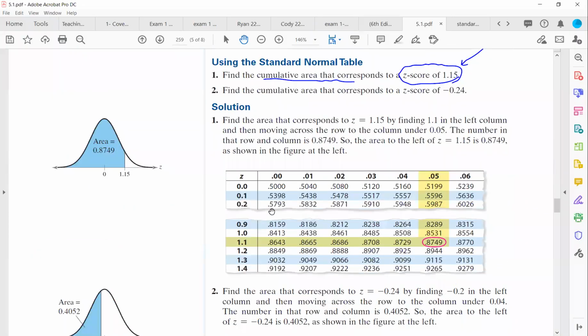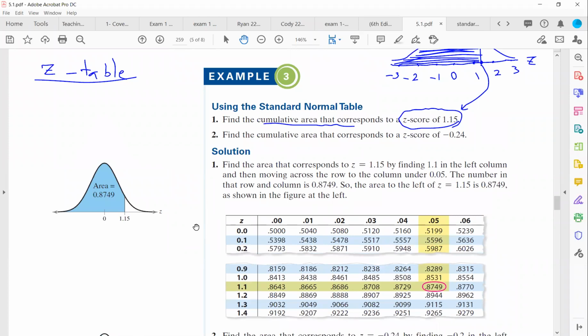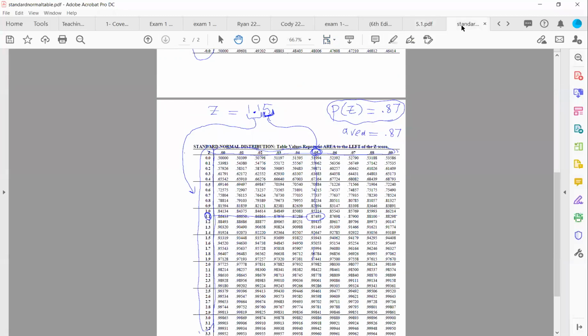Okay, perfect. So here you can see a picture of the table. 1.1 and 5, the intersection is 87%. Now the second Z value is negative 0.24. My Z is now negative 0.24. Let's get back to our table. Negative 0.24.